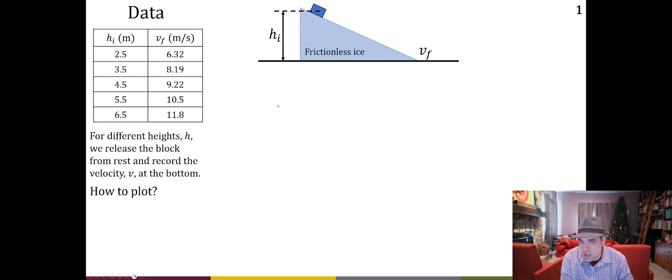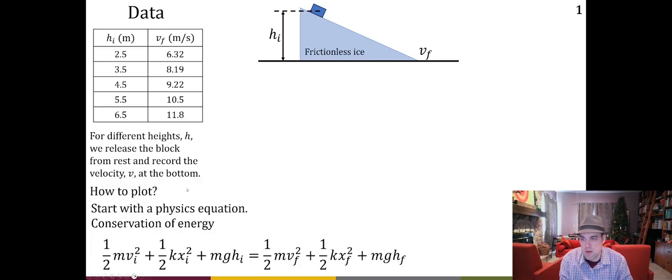In order to answer that question, we're going to do what we always do, and that is start with a physics equation. In this case, we're going to use conservation of energy. So here is our big term for conservation of energy. Thankfully, a lot of these are going to be zero. First of all, we released the block from rest, so our initial velocity is zero, so that whole term is gone. There's no springs in this system, so this term is going to be zero, and this final spring potential energy is also going to be zero.